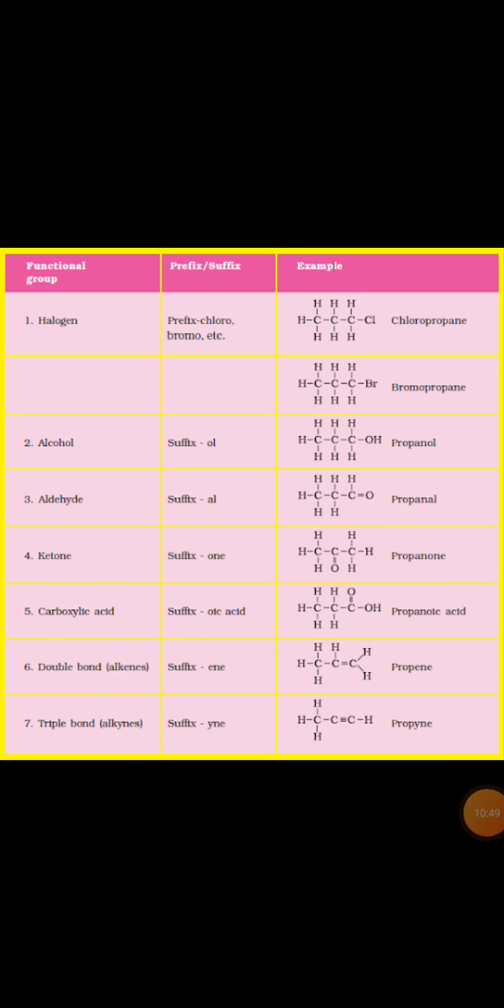So this is all about nomenclature of carbon compounds, that is naming the carbon compounds. We will only remember two things, prefix and suffix. What will we write as prefix? The main carbon chain, and as a suffix we will add the functional group. In this table, prefix and suffix for different groups are given that we will remember. So this is all about nomenclature of carbon compounds.